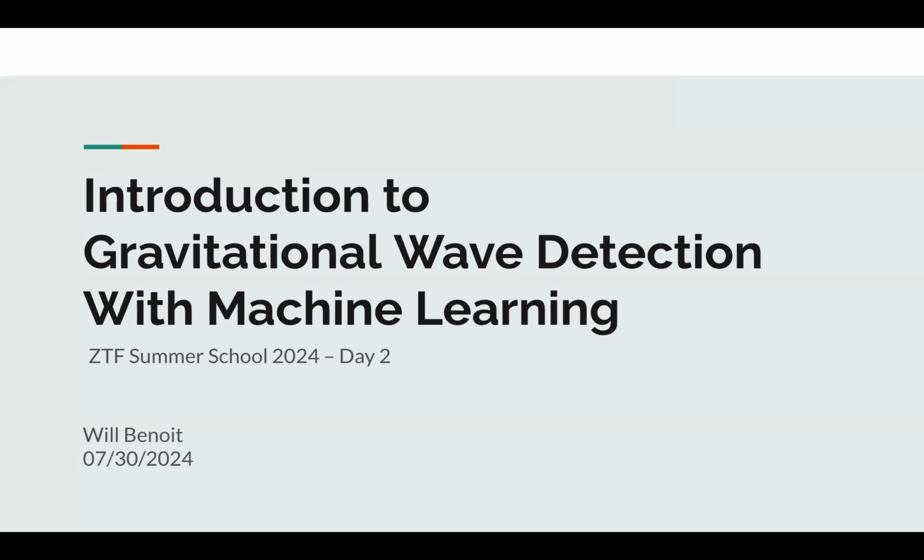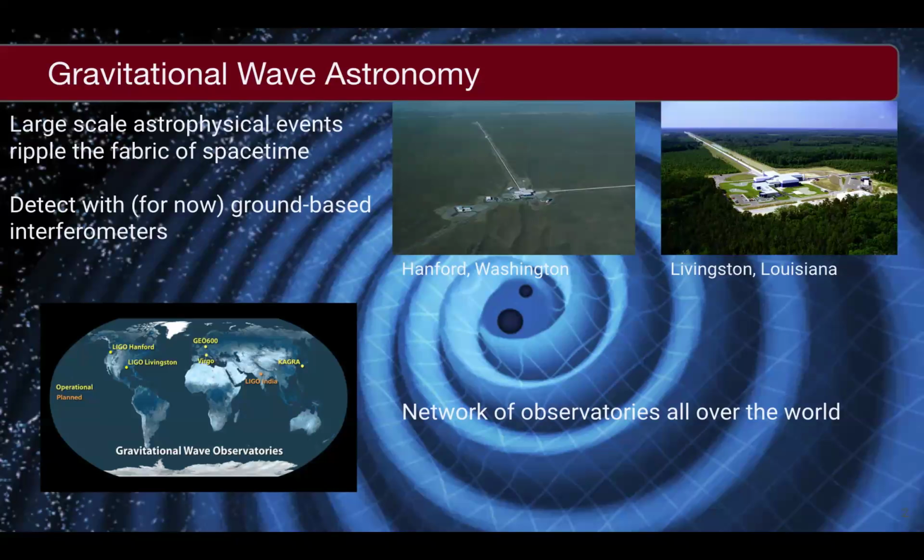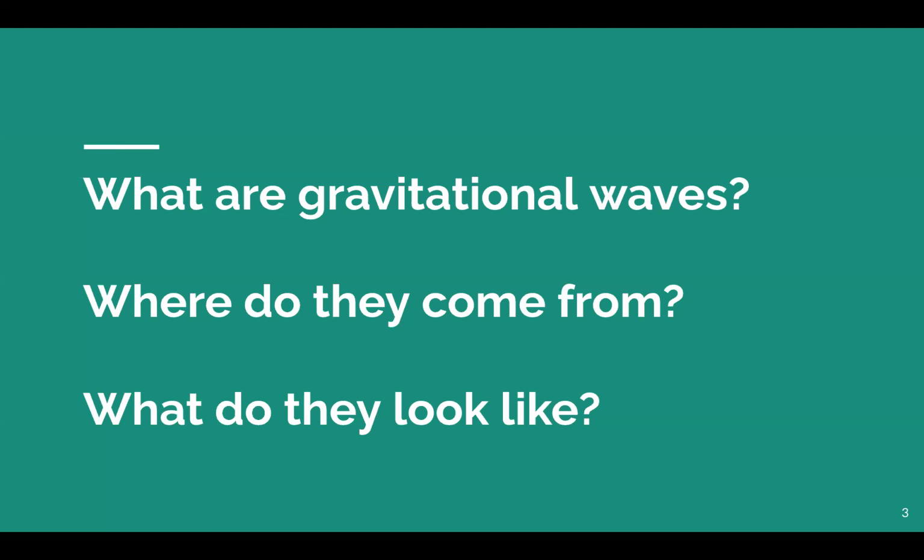Okay, so, right, as Michael said, I'm going to be talking about gravitational wave detection and in particular how we can do that with machine learning. This is a slide I like to put at all the starts of my gravitational wave talks. It covers just about everything that needs to be said. Gravitational waves are these large-scale astrophysical events that cause ripples in space-time, and we detect them with ground-based interferometers. We have LIGO Hanford, we have LIGO Livingston, we have some others around the globe. But let's go into what that actually means. What are gravitational waves? Where do they come from? What do they look like?